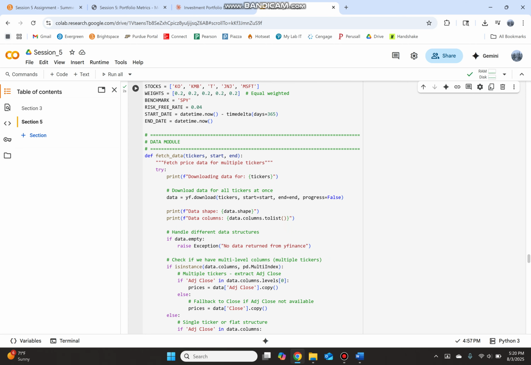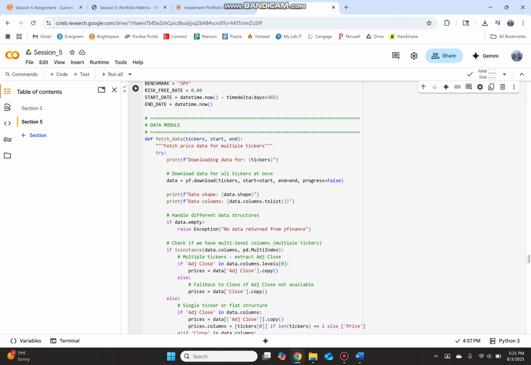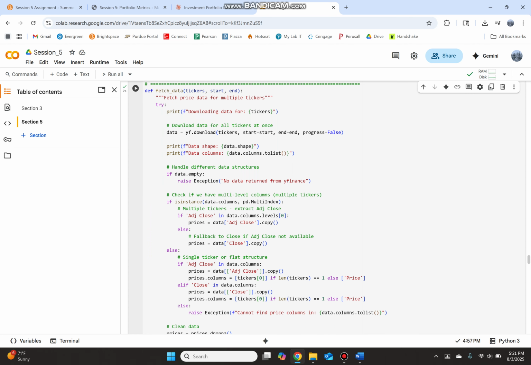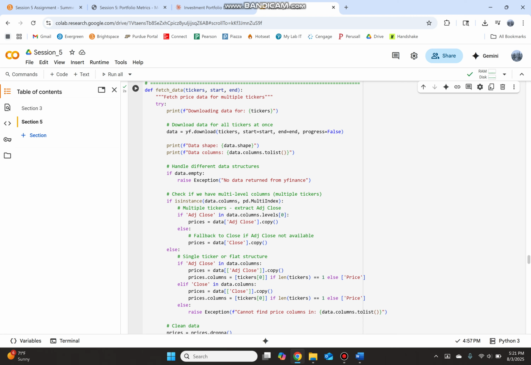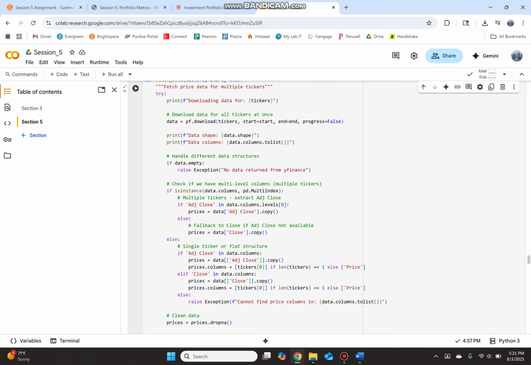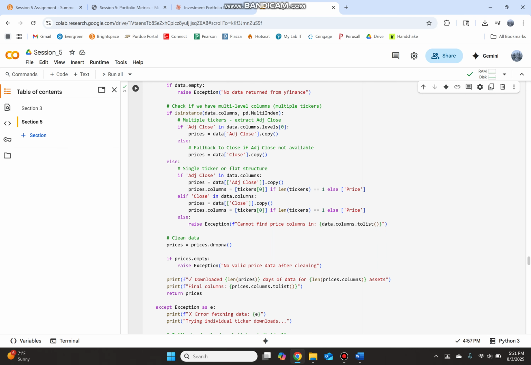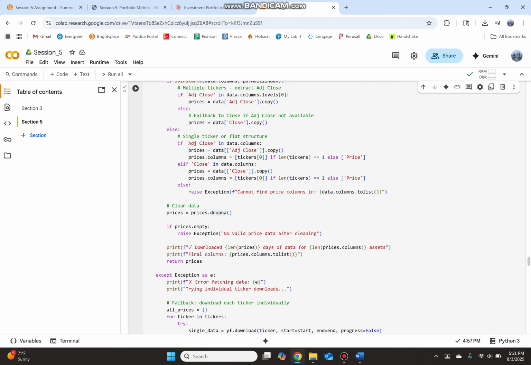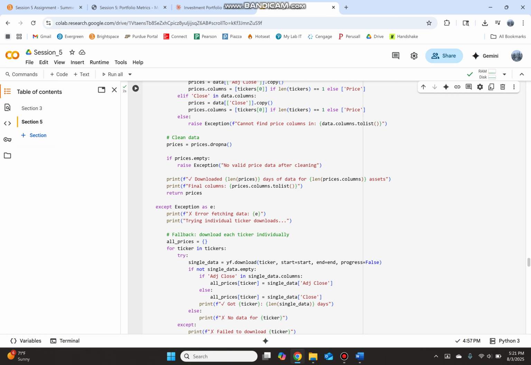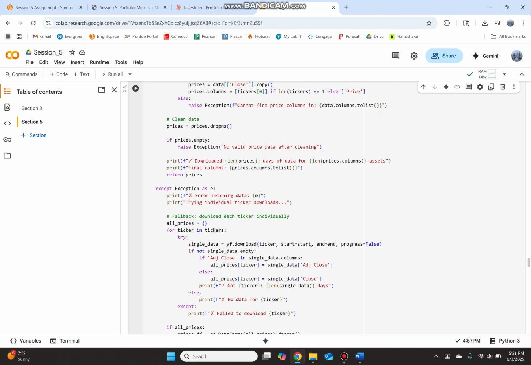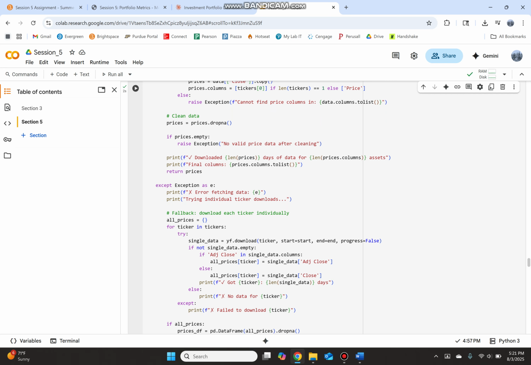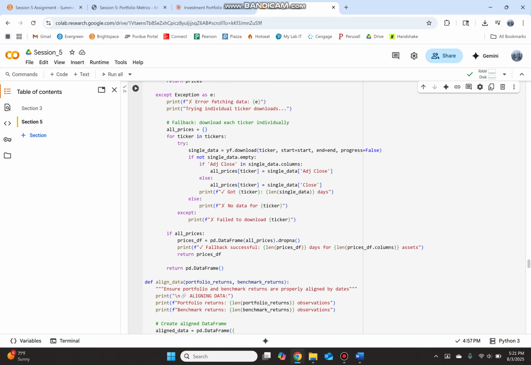Then going on to my second, the data module, which basically gets the data for all the tickers at once, handles different data structures, and sets them all into a column to do all the data analysis and get the metrics for each. There's a quick cleaning of them that does that separately, and a quick exception because I had a lot of errors getting the data in the first place, which was a huge problem. So it's a fallback to download them each individually and run through that.